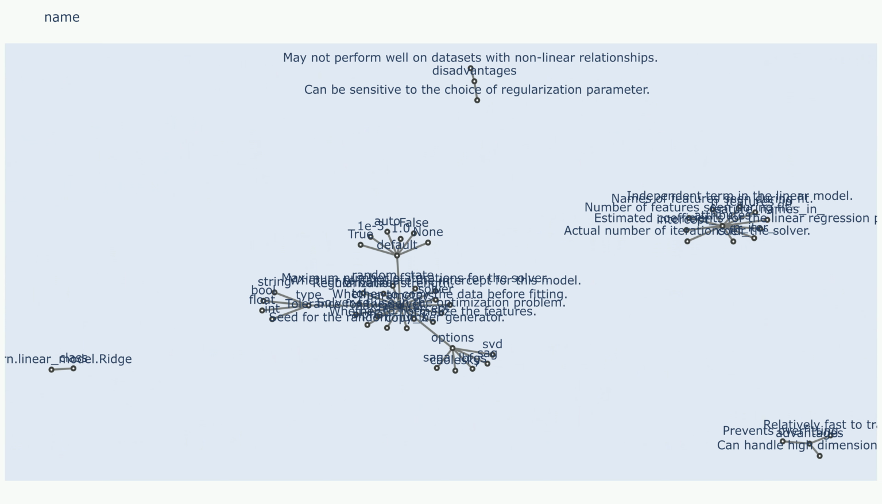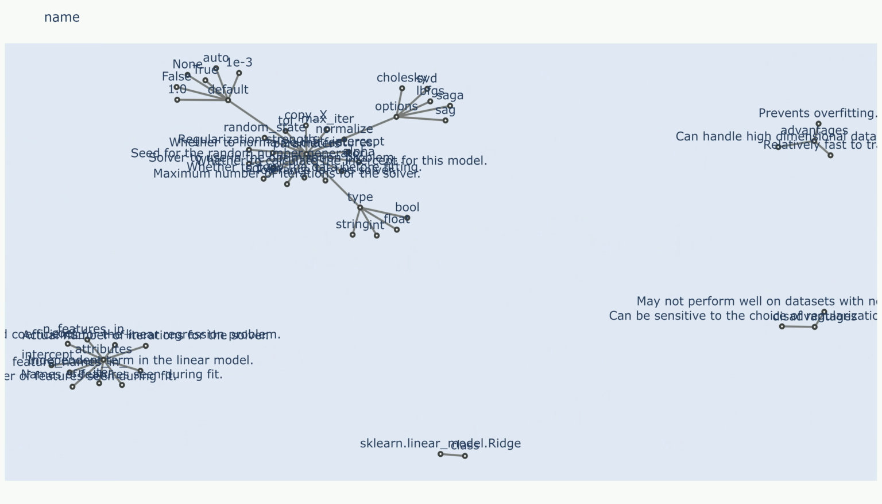copy_X, bool, default True. Whether to copy the input data before fitting. If false, the input data will be overwritten in place. Setting copy_X to false can be slightly faster but can lead to unexpected behavior if the input data is modified.